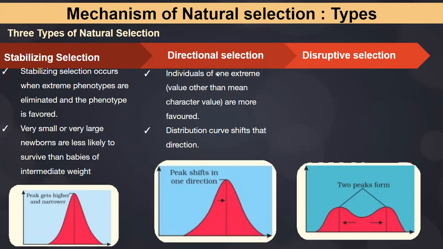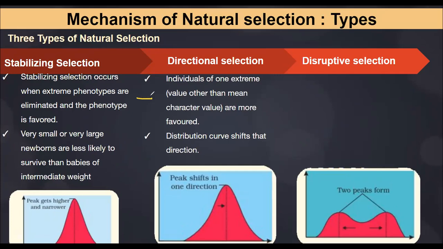Now, what is directional selection talking about? When individuals of one extreme are favored. So, slightly opposite to stabilizing selection. Stabilizing selection is like one type of population at one extreme, another type of population at another extreme, but stabilizing selection favors something in between, which has the intermediate weight or the intermediate height of the plants.